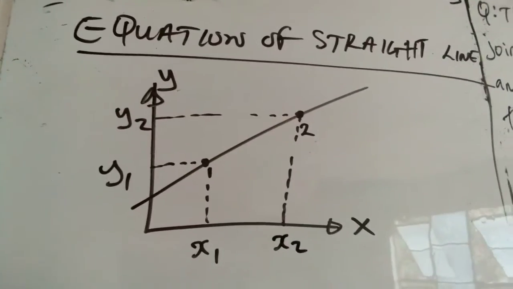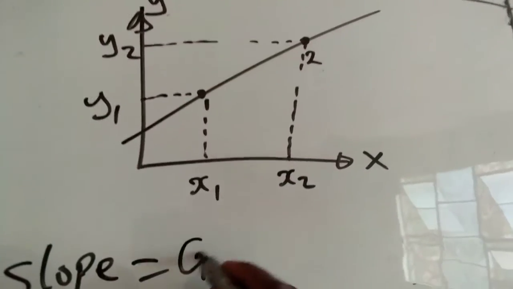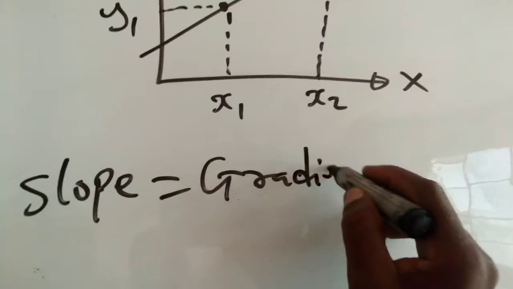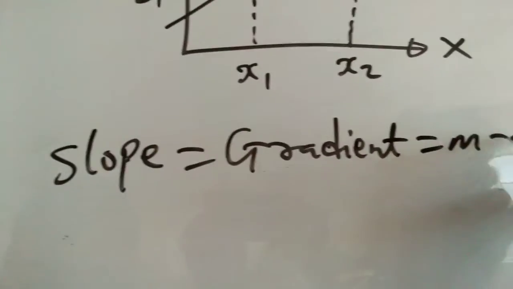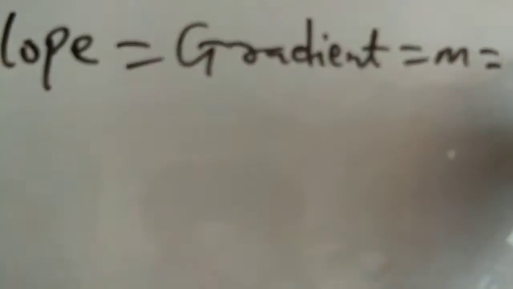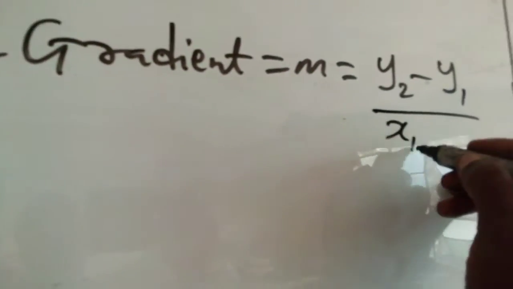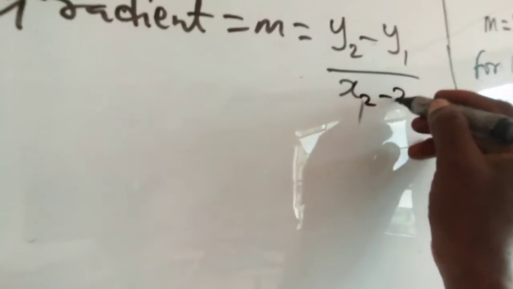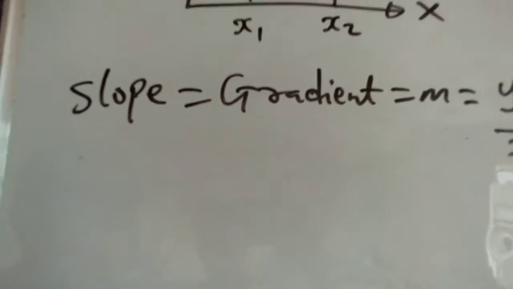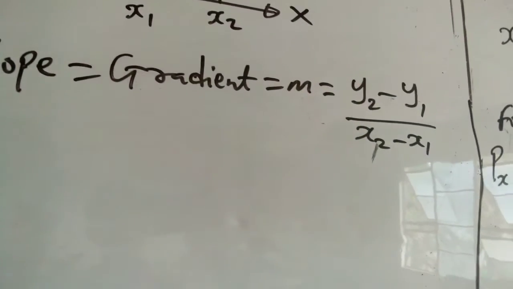So if you want to get your slope or your gradient, slope and gradient are the same, so you use m to represent it. The formula is what? y2 minus y1 all over x2 minus x1. And from this slope now, we get what we call collinear points.